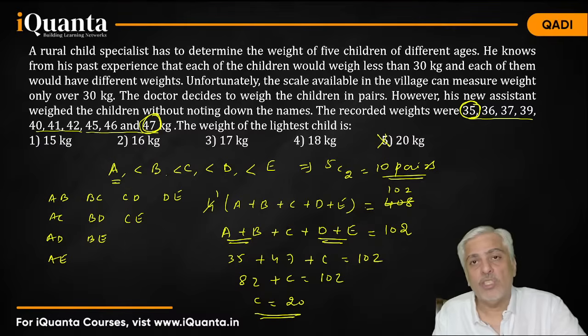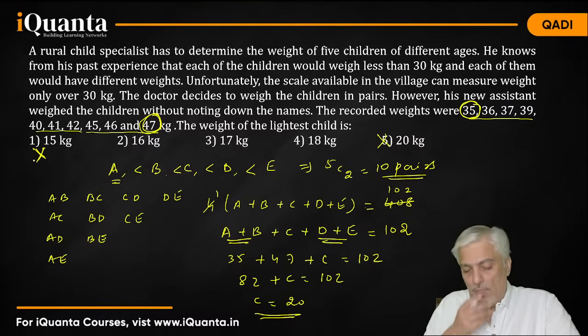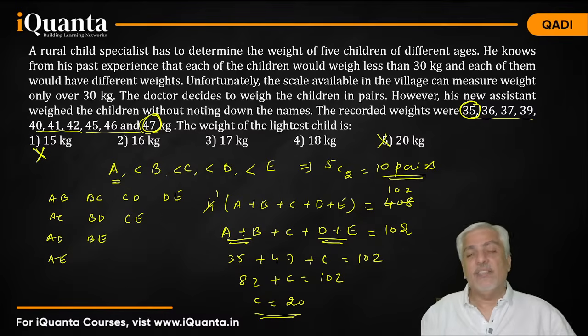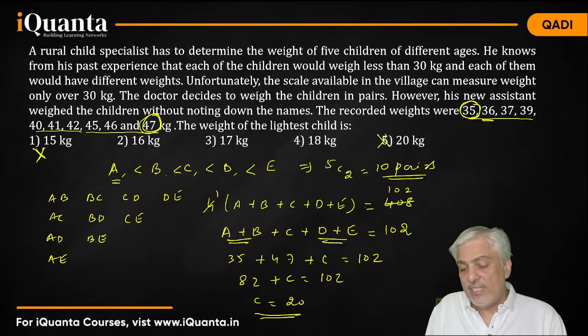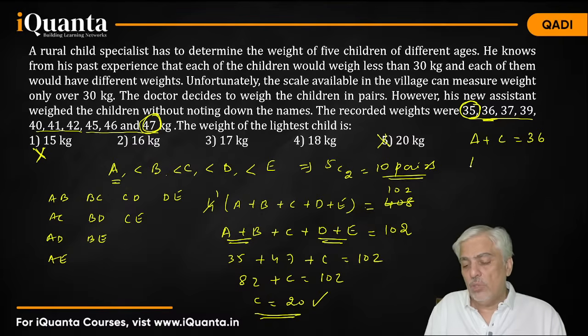Now also one more logic. A cannot be 15 because A plus B is 35. Now A can be 16, 17, 18. Let's think a little bit. What is 36 going to be? A plus C is definitely going to be 36, because think logically, A plus C will definitely be the second lowest. So you know C now. So A plus 20 will be 36. A will be 16.